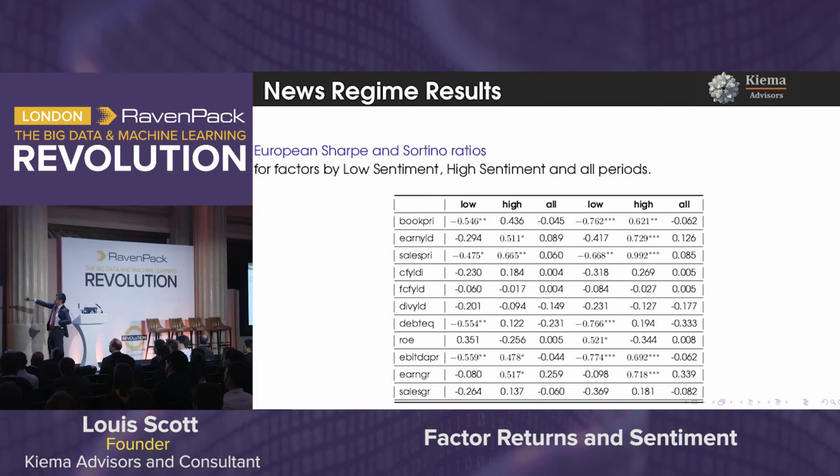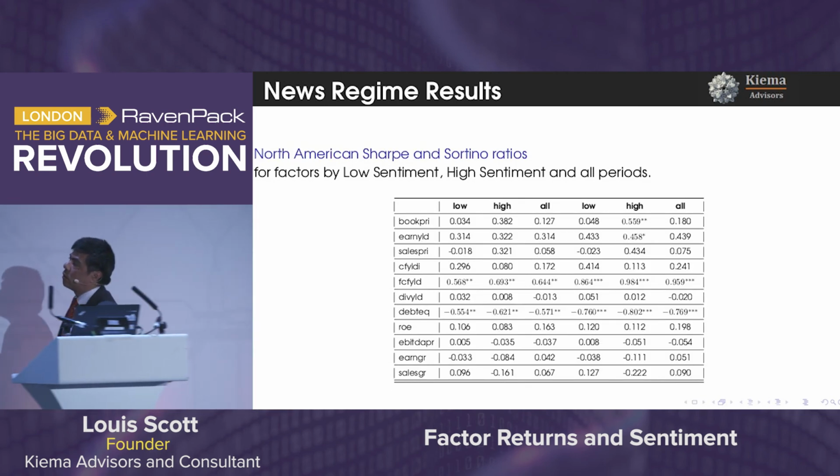In particular, for example, take a look at the top row, book to price, low, a Sortino of -0.76, which is highly significant, but under positive sentiment, a sign flip, and another very significant result of 0.62. So the spread between what you're seeing in terms of Sortino ratios is tremendous for these factors, or sometimes.